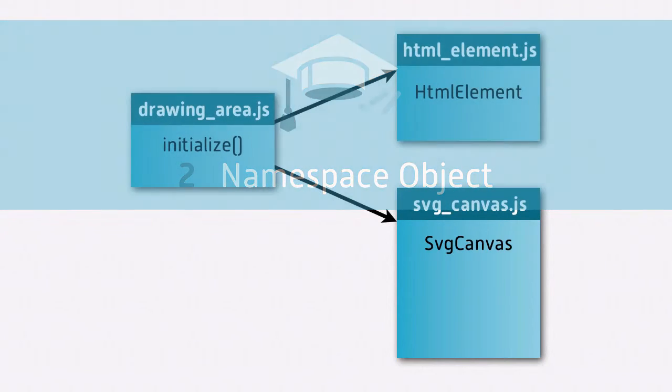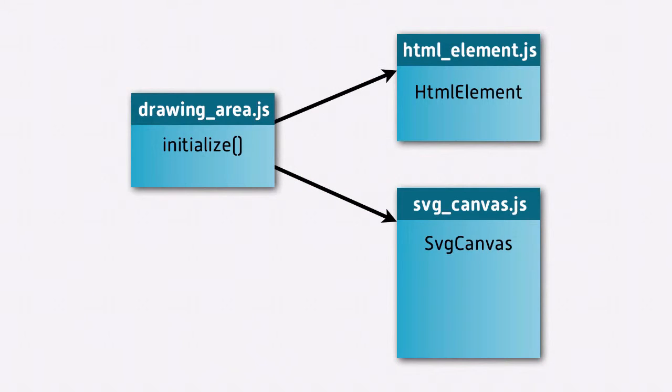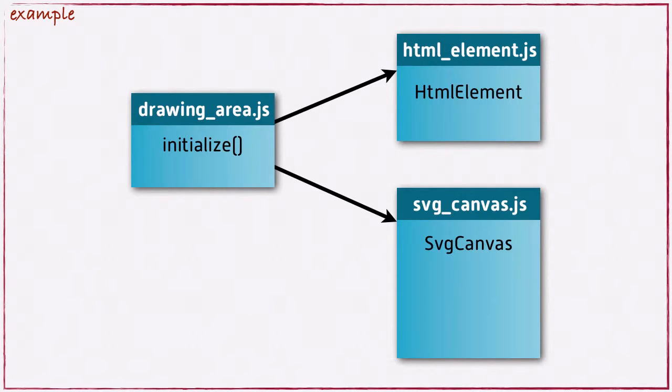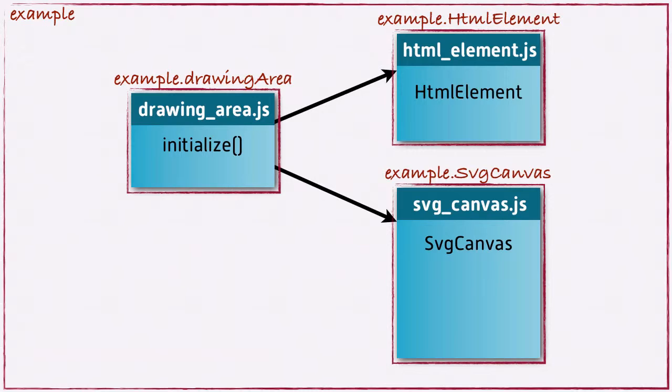The global namespace object is the simplest and most straightforward of all the modularity options. It works entirely in handwritten JavaScript. The way it works is you create a global object with a unique name. That's your namespace. I'm going to call it example in this case, but you can use whatever you want. A really common convention is to put your namespace in all caps, although I choose not to do that. And then for each module that you have, you create another object within that namespace. So in this case, we'll create an example.drawingArea for our drawing area module. We'll create example.htmlElement for our HTML element module, and we'll create example.svgCanvas for our SVG canvas module.